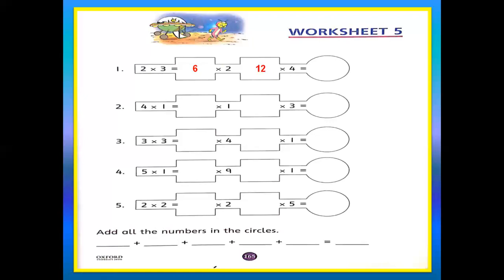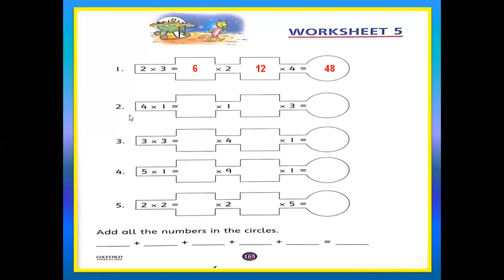Okay. And now, third time, you multiply this answer with 4. 12 multiply 4. So read table of 4 12 times. 4 ones are 4, 4 twos are 8, 4 threes are 12, 4 fours are 16, 4 fives are 20, 4 sixes are 24, 4 sevens are 28, 4 eights are 32, 4 nines are 36, 4 tens are 40, 4 elevens are 44, and 4 twelves are 48. Write the answer in this circle.